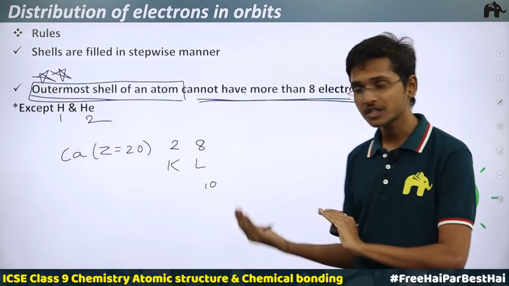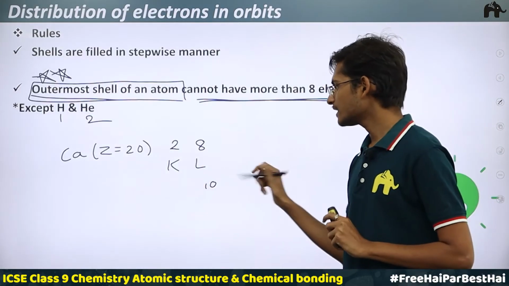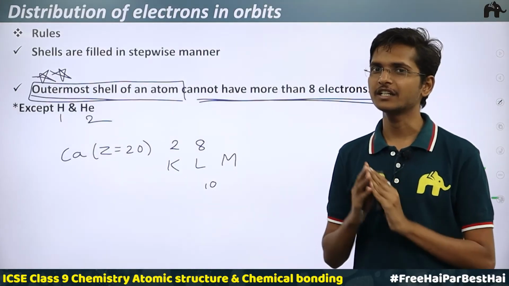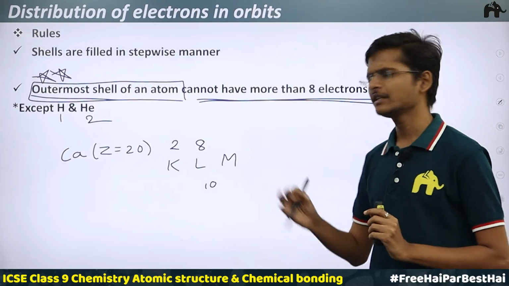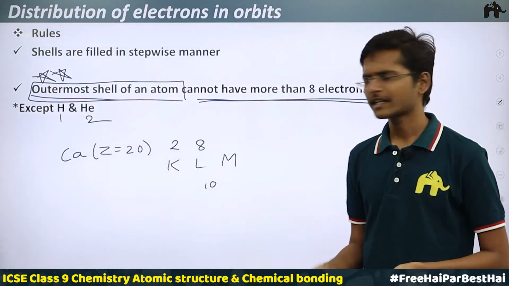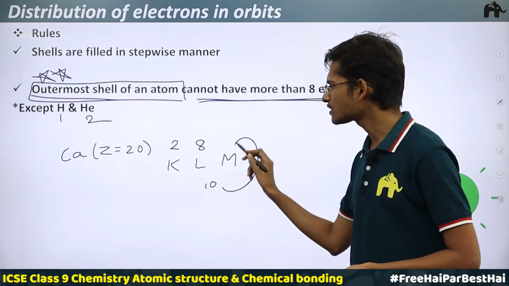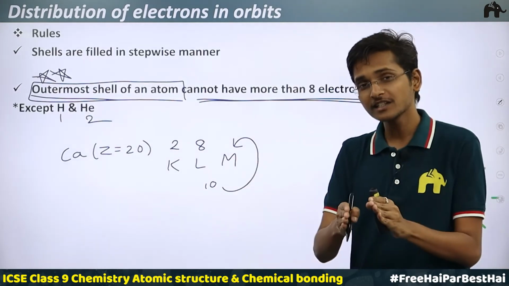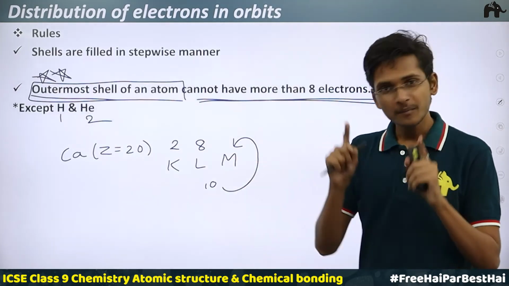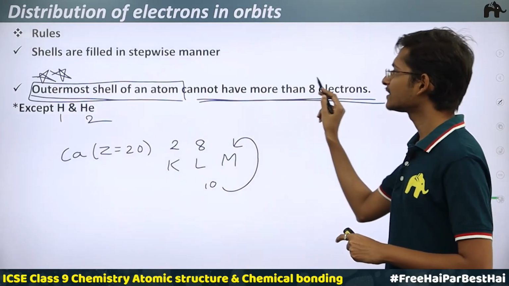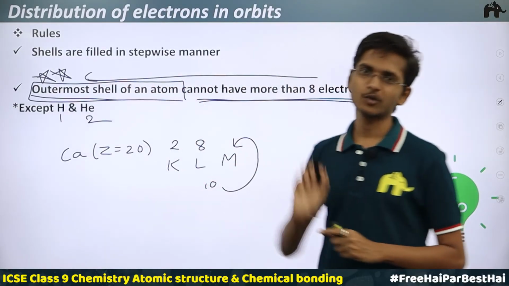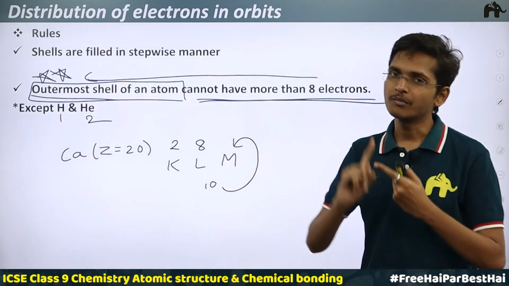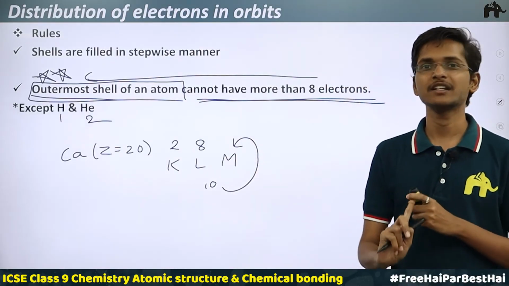Let's move ahead to the third shell now. So K, L, then M. Now M's capacity is 18 electrons, right? Now I have 10 electrons. So I can simply put these 10 electrons in the M shell and my electronic configuration is over. If you are thinking in this way, you are going wrong because you are missing this third rule, which is that the outermost shell must not have more than 8 electrons.